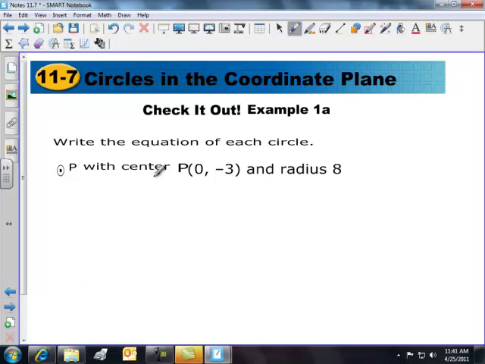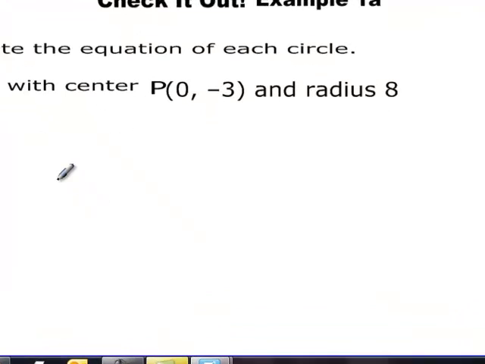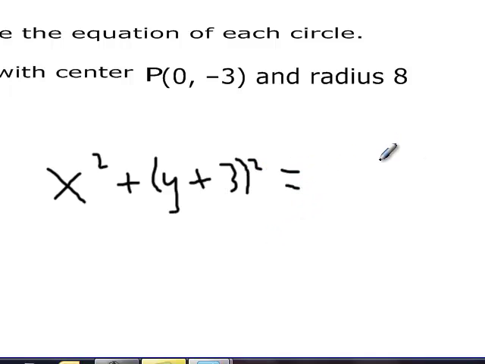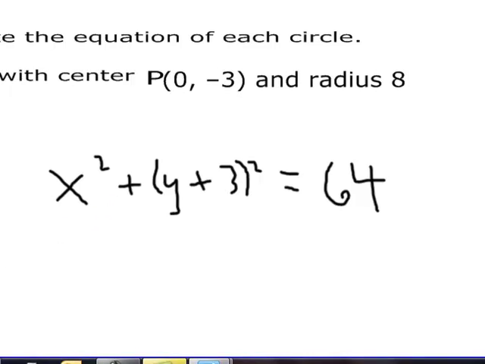So here, if we have the equation of the circle P with a center at 0, negative 3, now that would look like x minus 0 squared. However, if you're just subtracting 0, you don't need anything there. So we could call that x squared plus the quantity y minus negative 3. Well, that makes that y plus 3 squared equals r squared. Now, 8 squared is, very good, 64. There you go. Questions?